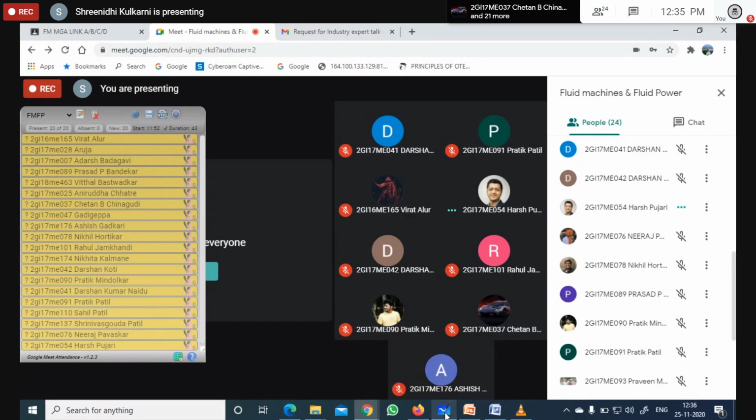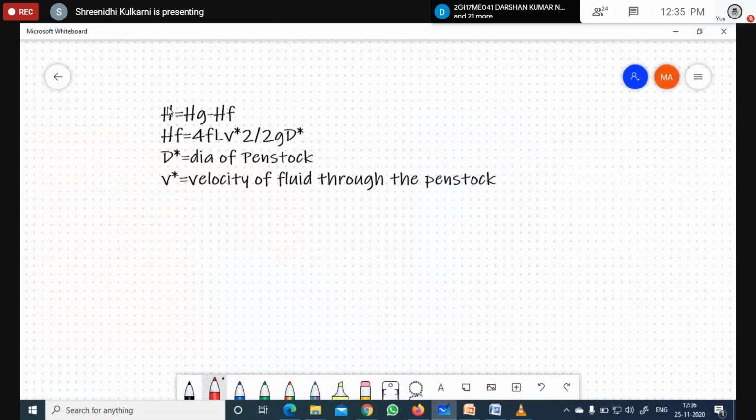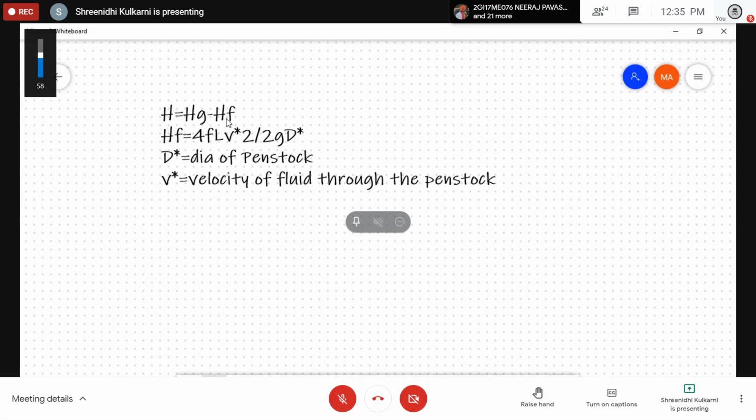Next, I'll come here. So I want H. H is nothing but the net head. It is given by Hg minus Hf. Hg is nothing but the gross head. Hf is nothing but head loss due to friction.